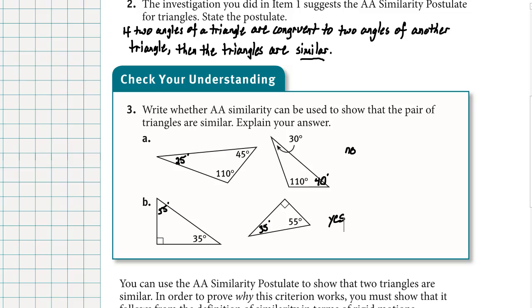In question B, this time we're going to answer yes, these are similar triangles. Because all angles add up to 180, if we have a 90 and a 35, we can figure out that the missing angle is 55 degrees. And so in the first triangle, we have a 90 degree and a 55 degree angle. In the other triangle, we have a 90 degree and a 55 degree angle. So we have similar triangles because of angle-angle similarity.